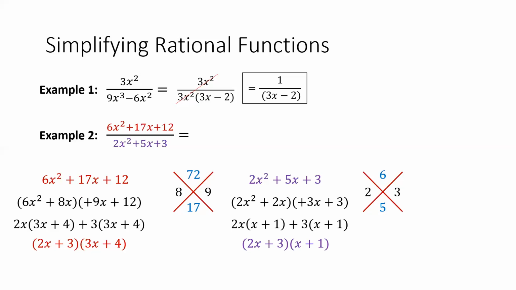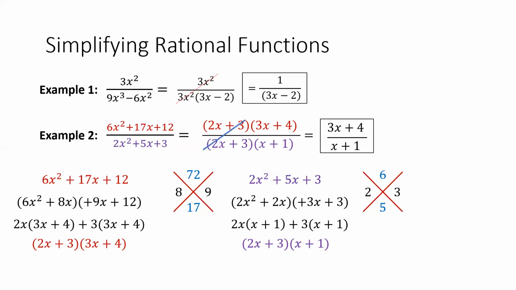And now I can rewrite my rational function as 2x plus 3 times 3x plus 4 on the top, and that's why I used color coding, and then 2x plus 3 times x plus 1 on the bottom. Then I can cancel my 2x plus 3's, leaving me behind 3x plus 4 over x plus 1.